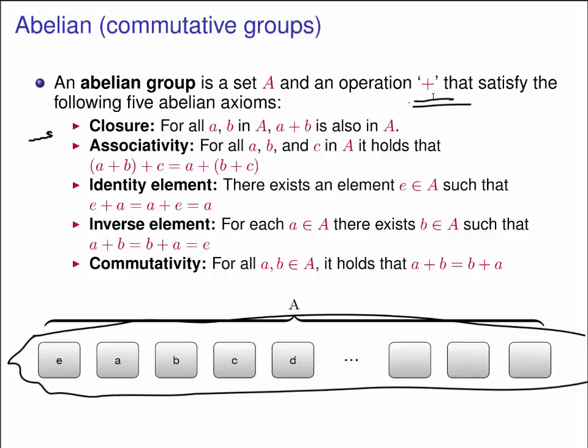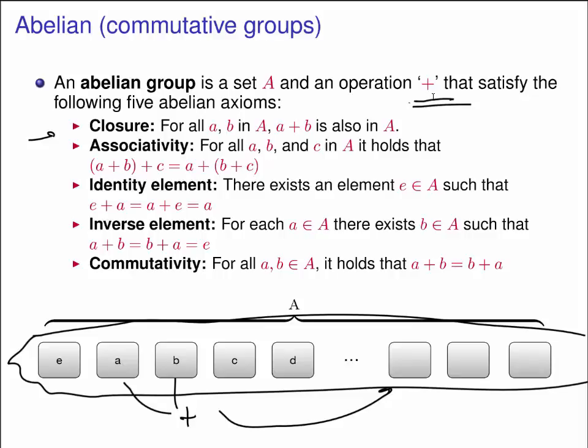So the first axiom is closure. If I take any two elements of the group, I can add them together, so perform the addition operation A plus B, and the result will also belong to the group. We say that this group is closed under this operation.